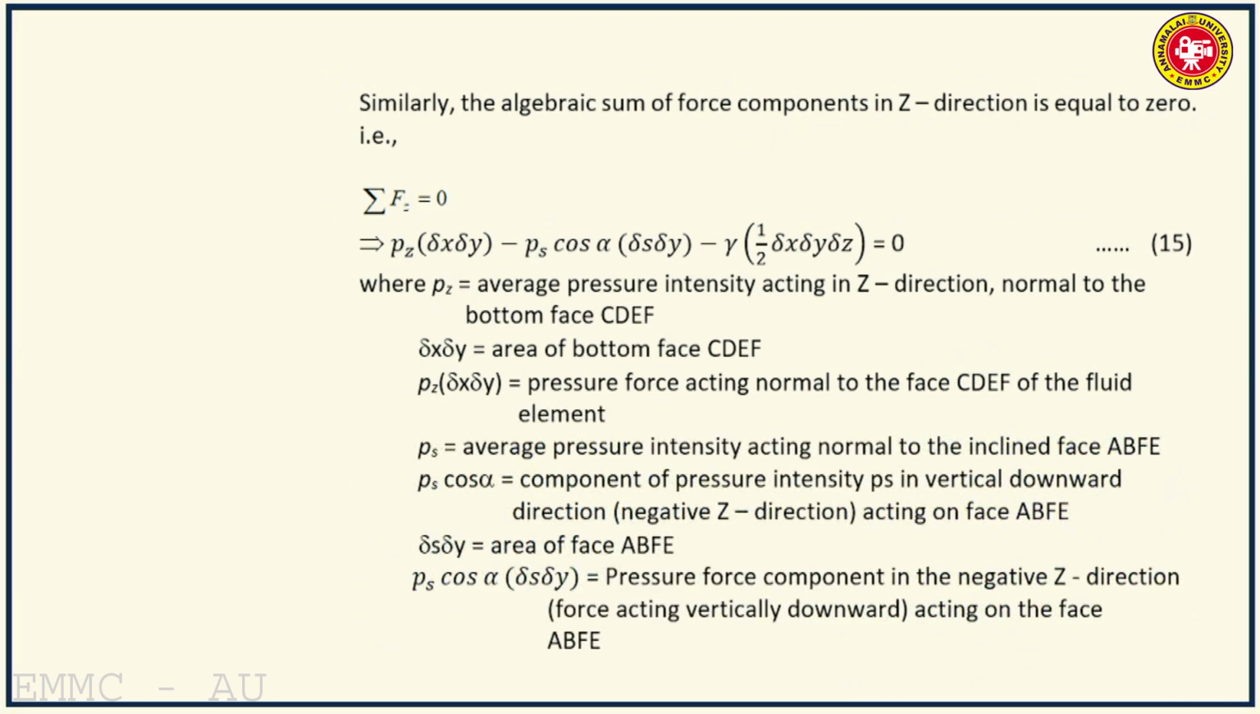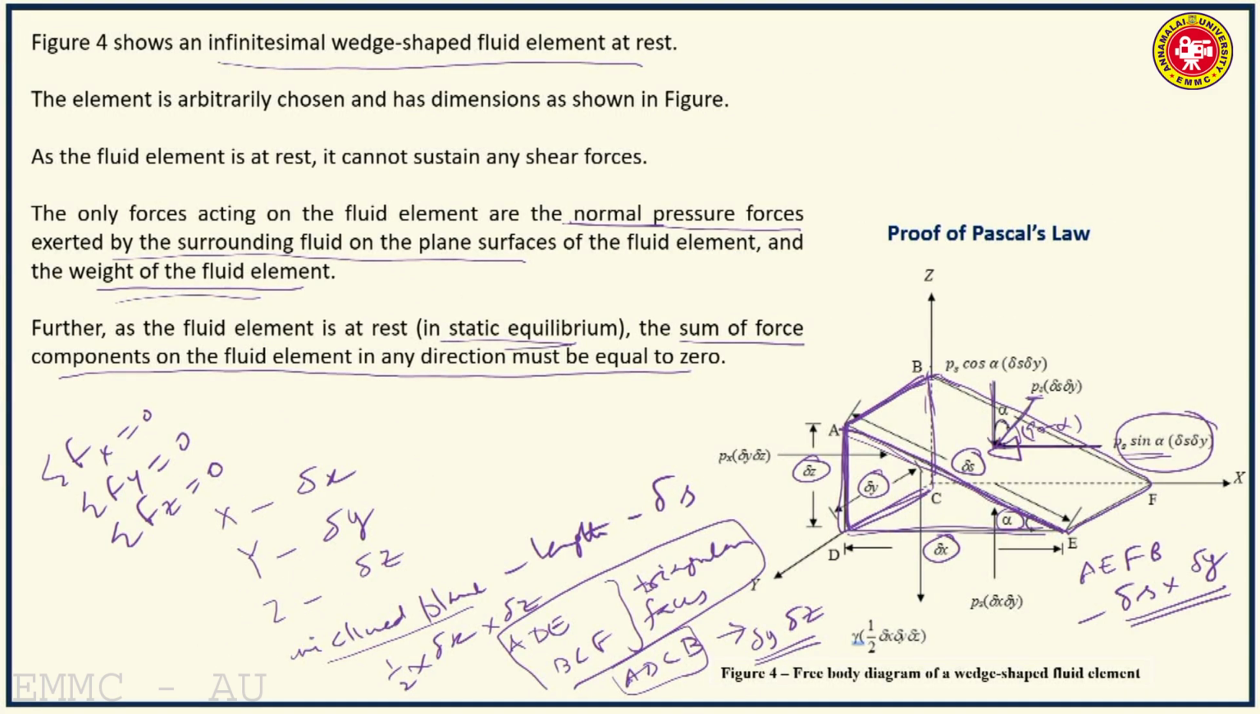Similarly, let us consider the z direction. The algebraic sum of force components in z direction is equal to 0, that is sigma Fz equal to 0. So again we will go back to the diagram. In z direction you have 3 forces. One is the component of Ps, acting in the vertical downward direction, since Ps acts normal to the inclined face ABFE. That is this one.